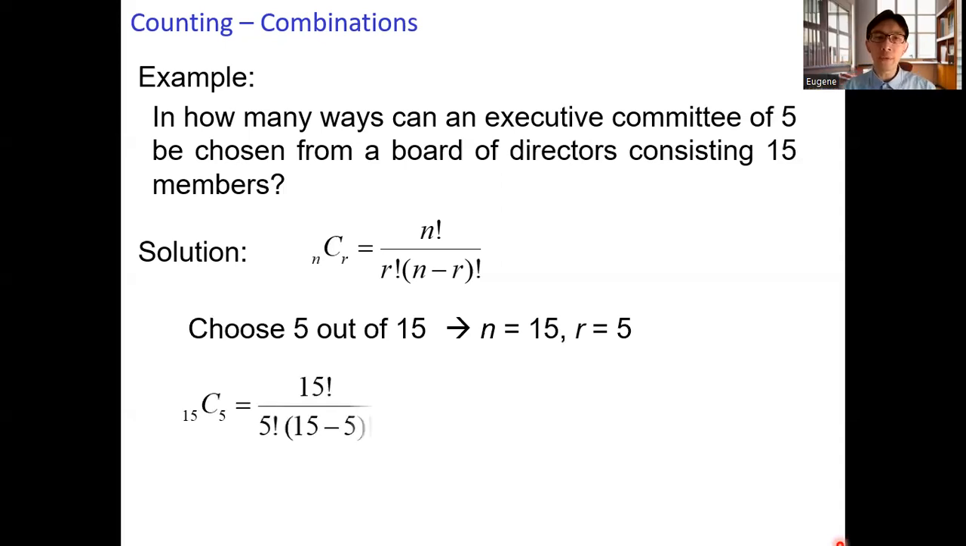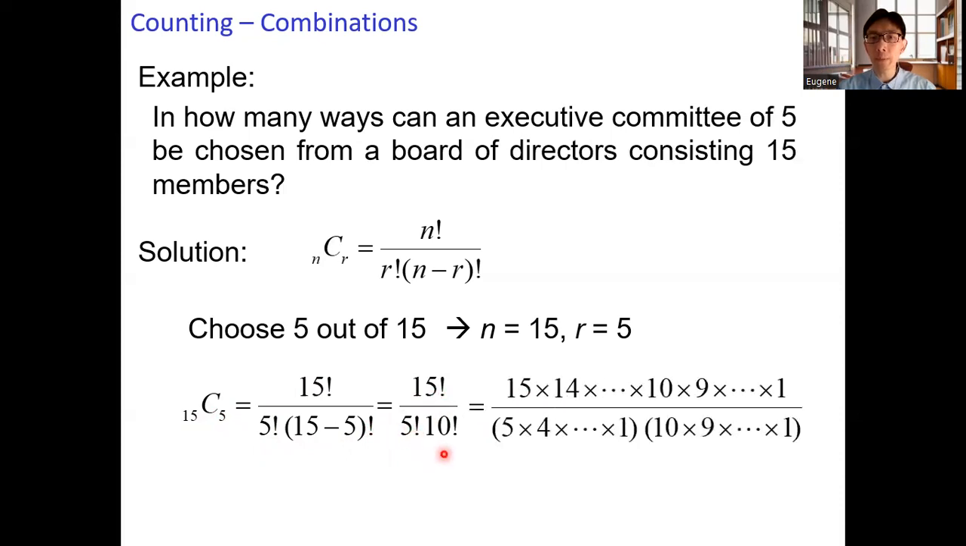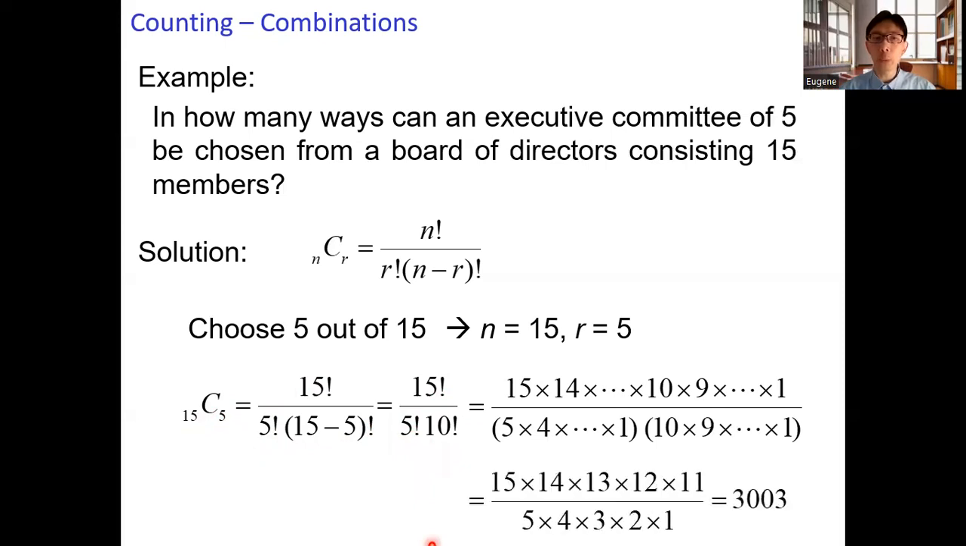Plugging it into the formula, we have the expression 15C5 equals 15 factorial over 5 factorial times (15 minus 5) factorial, which reduces to 15 factorial divided by 5 factorial times 10 factorial. Upon calculation, we get the number of combinations equals 3003.